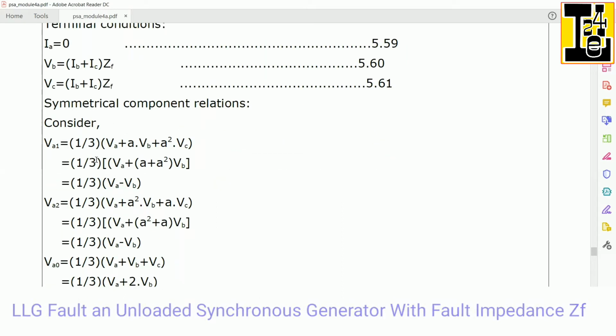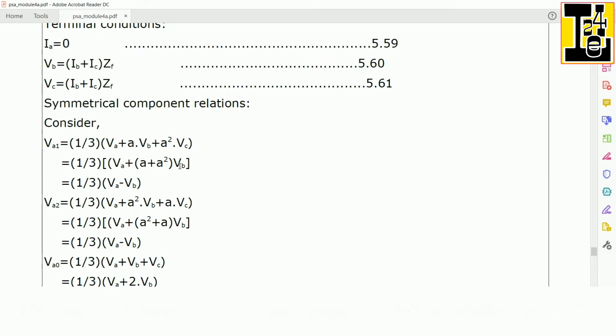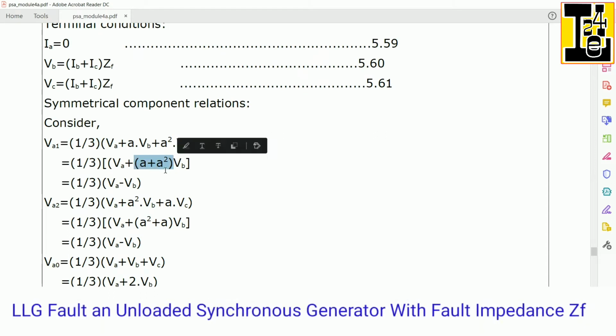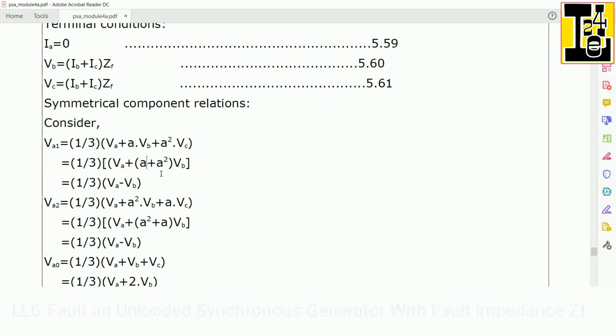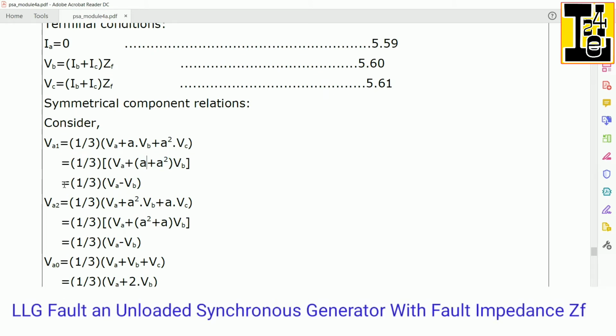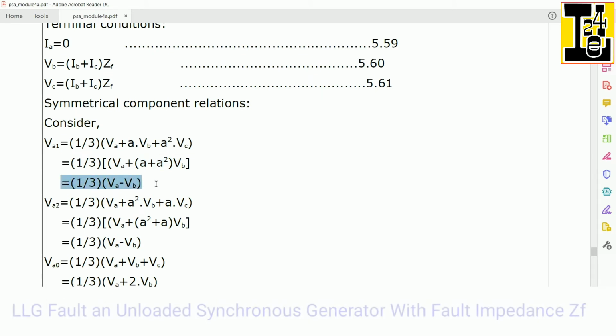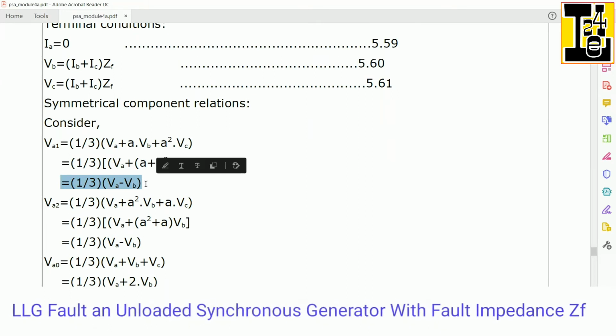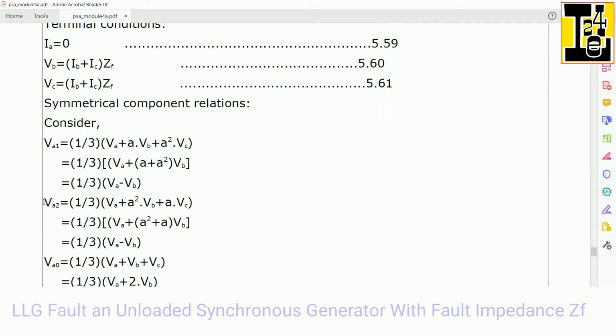Using this, we can write the symmetrical component relations. Starting with the positive sequence terminal voltage, that is equal to 1 by 3 into bracket VA plus A VB plus A square VC. Substituting the terminal conditions obtained as VC equals VB, taking VB outside, we will get A plus A square inside. As A plus A square is minus 1, we can write finally VA1 is equal to 1 by 3 into bracket VA minus VB.